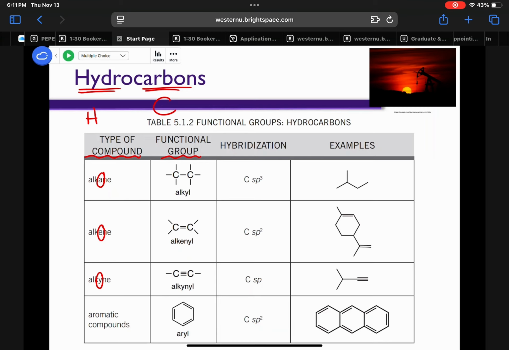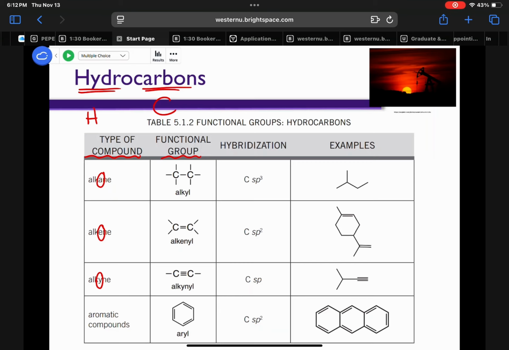So alkanes, this is the type of compound, and then we have the name of the functional group. If the most interesting thing about a molecule is that it has carbon-carbon single bonds, we would call that an alkane. So certain polyethylene plastics are alkanes. The only interesting thing about them is that they have carbon-carbon single bonds. By interesting, I mean other functional groups like an alcohol group or a carboxylic acid group, things like that.